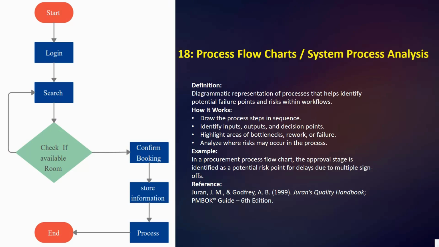How it works: draw the process steps in sequence, then identify input, output, and decision points, then highlight areas of bottlenecks, rework, or failure, then analyze where risk may occur in the process. First, you draw out the entire process, including all the steps, inputs, outputs, and decision points. By following the flow, you can easily spot areas where bottlenecks, rework, or errors might occur. These are key areas to document as potential risks.